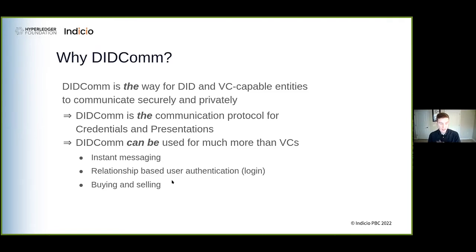So DIDComm is ultimately the way for DID and VC capable entities to communicate securely and privately, which by extension means that it is the way for credentials and presentations to be sent and received between parties. But it doesn't stop there. DIDComm is also just generally useful as a mutually authenticated secure communication channel between two or more peers. So you could use it for things like instant messaging, relationship-based user authentication, or in other words, user authentication that isn't strictly reliant on verifiable credentials, to make sure that the person I'm talking to is the one that should be allowed to access this particular user on a site. It could also be used for buying and selling, negotiating, whatever. Lots of potential use cases there.